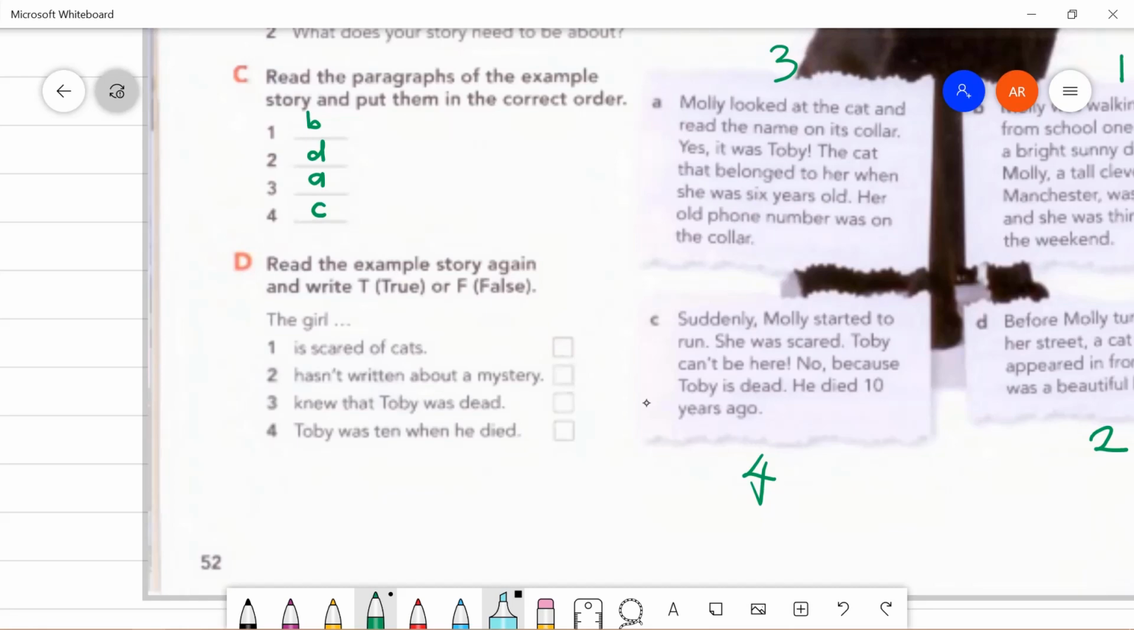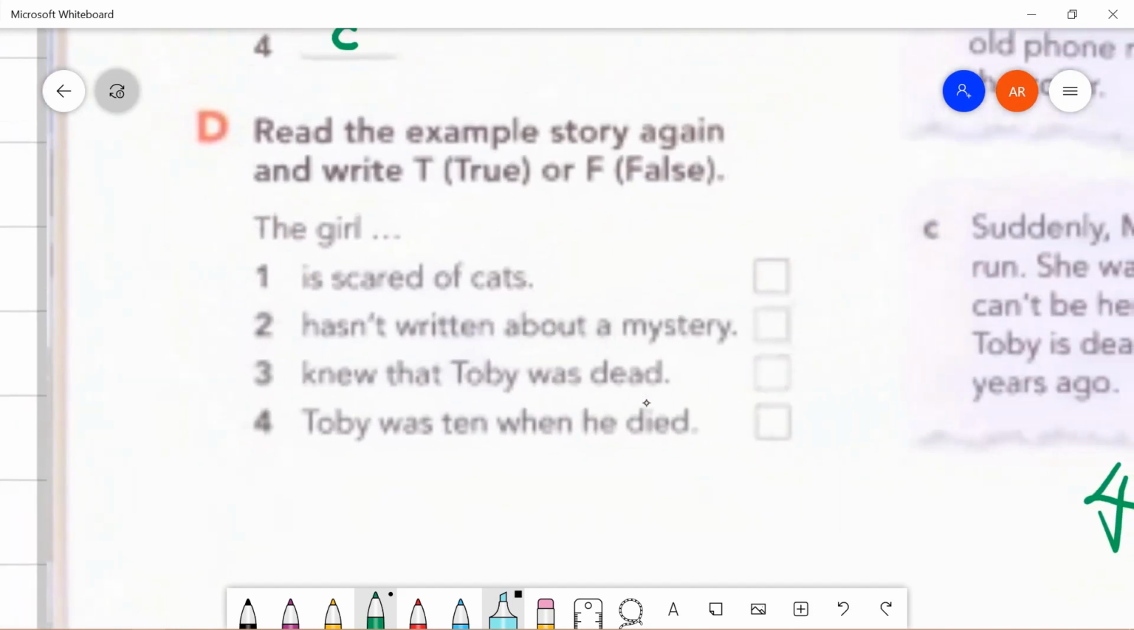All right. Okay, now let's look at task D. Read the example story again and write T for true or F for false. Okay, we have to decide whether these four statements are true or false, okay? The girl is scared of cats. No, the girl is not scared of cats.